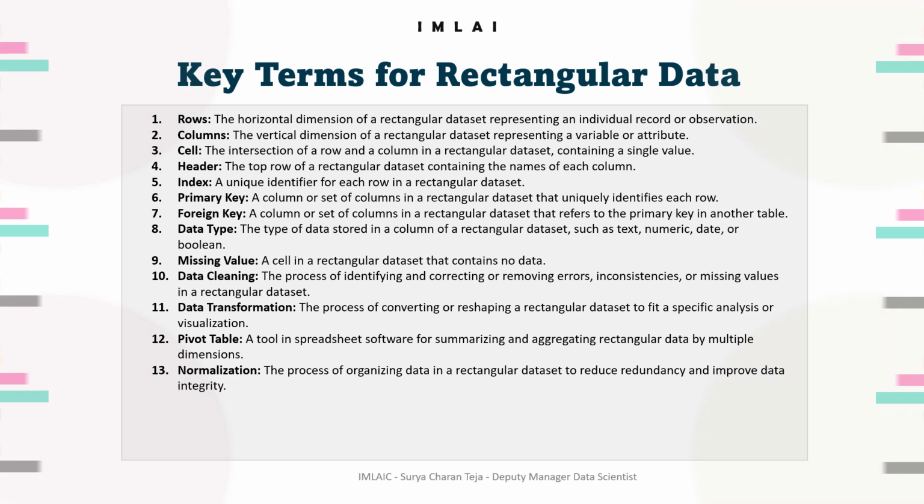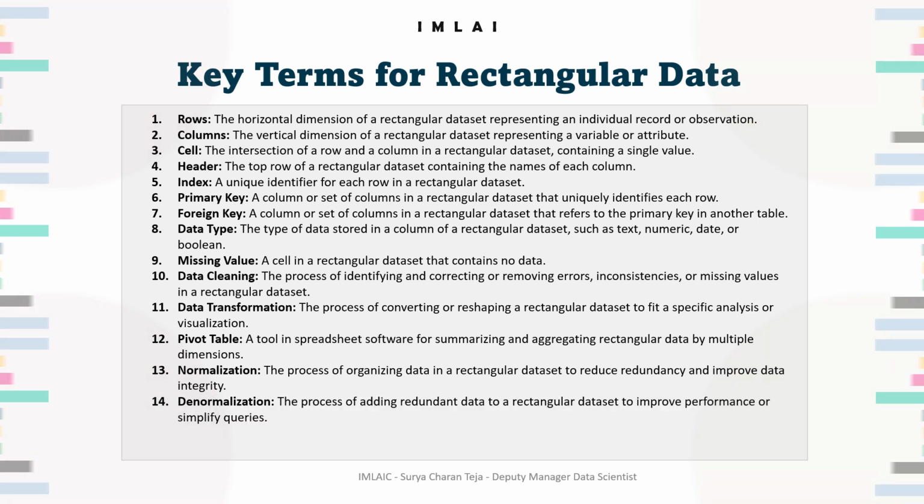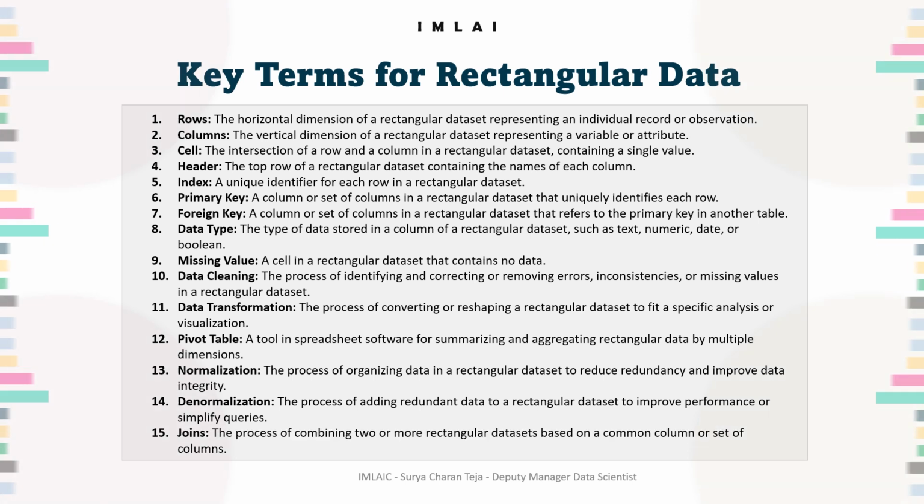And denormalization, the next thing, is the process of adding redundant data to a rectangular data set to improve performance or simplify queries. And joins, everybody knows about joins, the process of combining two or more rectangular data sets based on a common column or common set of columns is known as joins.